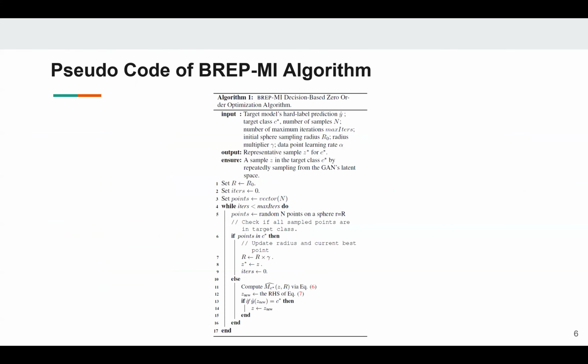So they also provide a pseudocode of their algorithm. And the main point, or to say it simply, the output of the algorithm is a point denoted by Z star with the largest sphere that can fit into the target class. This indicates that the point is farthest from the decision boundary and is the point used to evaluate the attack.